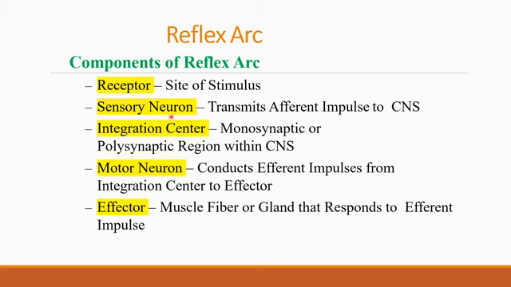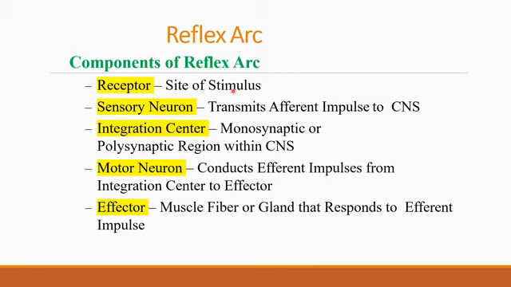That means the synapse between the afferent neuron and the integrating neuron in the central nervous system may be one synapse or more than one synapse. And the motor or efferent neuron conducts efferent impulses from the integration center to the effector organ. Finally, the effector organ is a muscle fiber or gland that responds to the efferent impulse. So this is the basic concept for any reflex to take place. These components must be present for the reflex to take place.